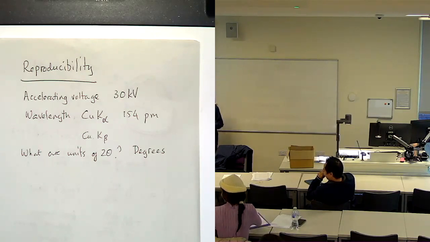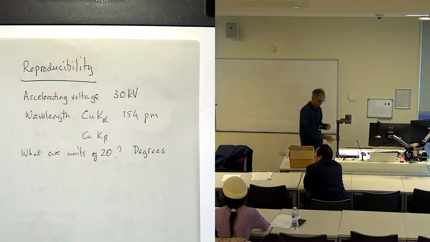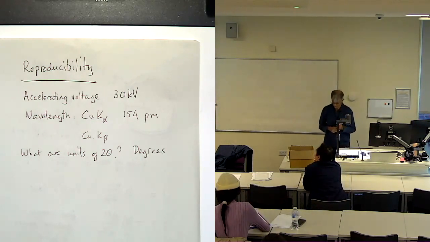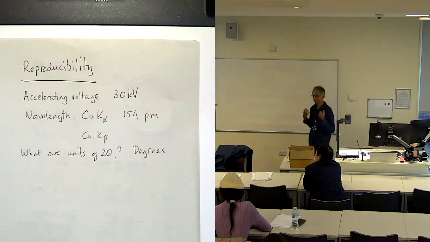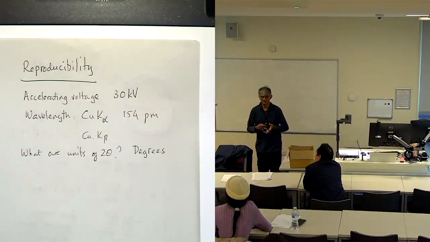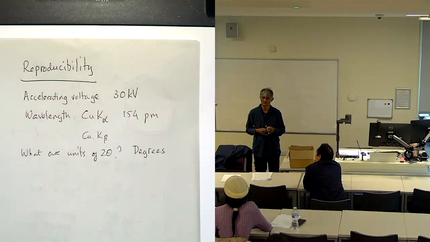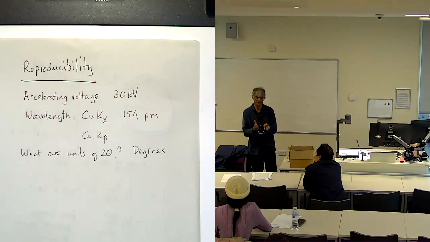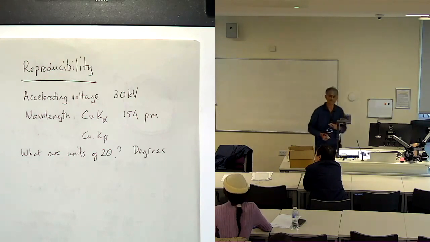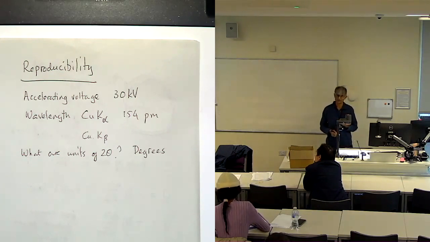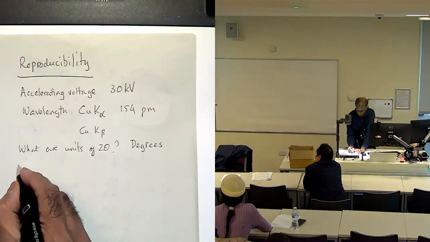Excellent. Okay, so we've got these parameters listed. What else should we have? How does the intensity depend on how long you count for? Yeah, obviously we need to state the time period over which you collected the information at a particular value of theta.